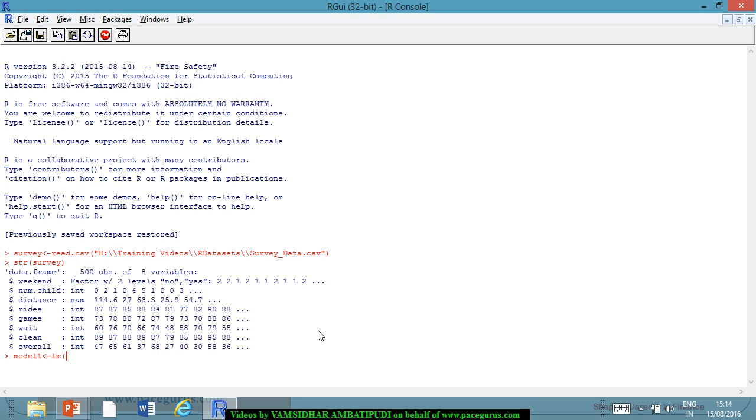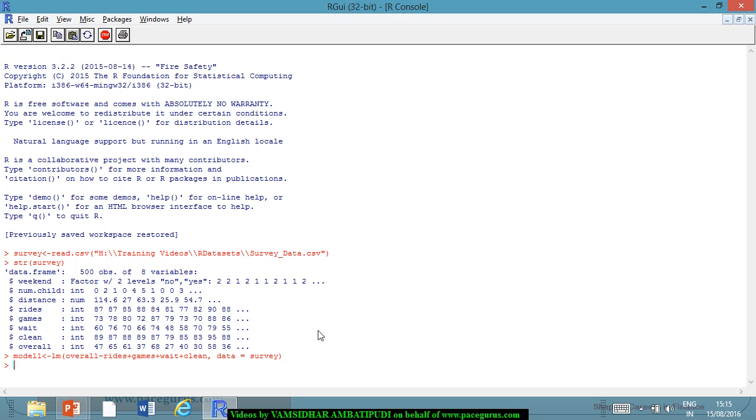So my dependent variable is the overall satisfaction, and I'll take more than one independent variable. When I am taking more than one independent variable, I will keep all of them with a plus sign. So this is the relation which I wanted to build, and the data that I am taking for this is my survey data. So this is how the whole linear regression model is created.